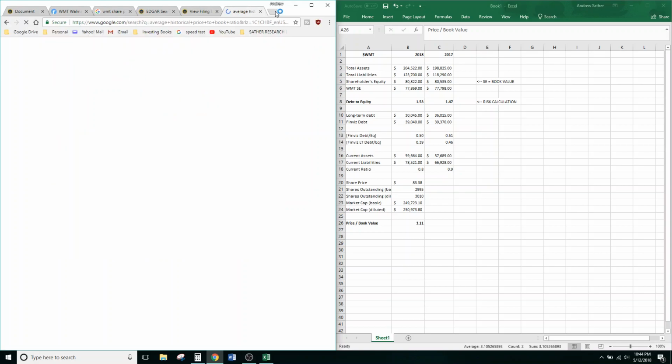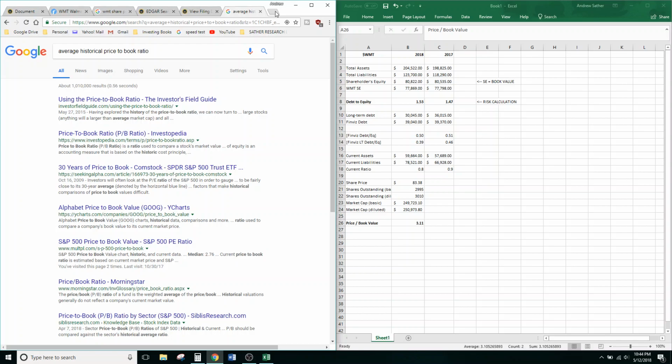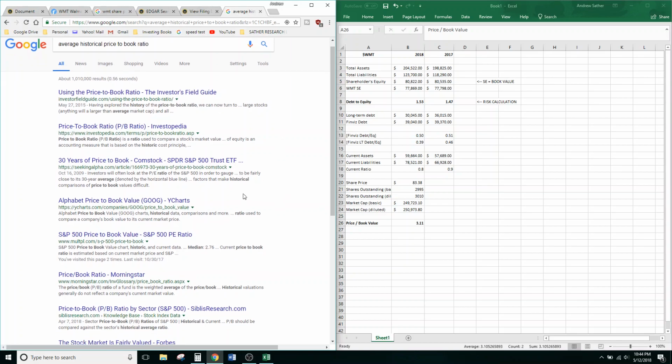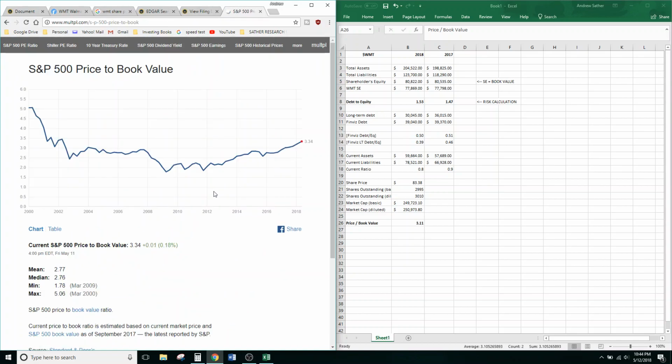So, the average price earnings ratio is around 17 throughout the years. Looking at a mean of 2.77, at the 3.11, Walmart's higher than the historical mean. We're looking at from 2000 to 2008, right? And compared to the current S&P, it is lower.